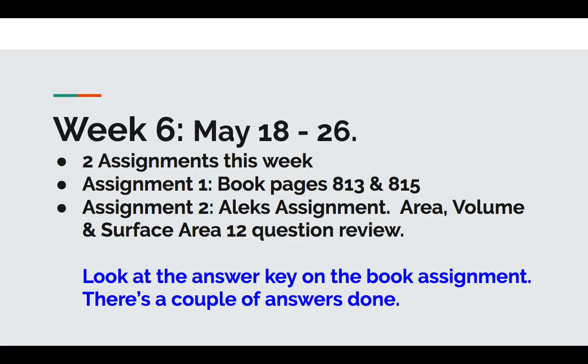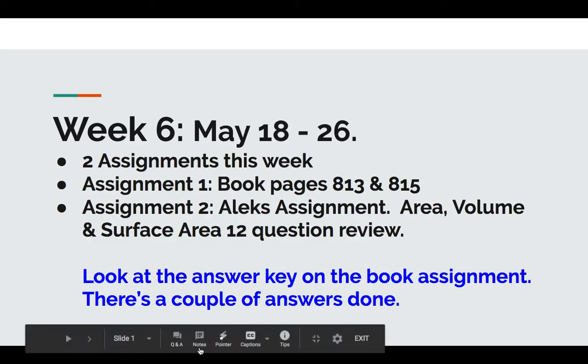Assignment number 1 is a book assignment. It's pages 813 and 815. What you'll notice is there's no 814. So pages 813 and 815, no 814. Assignment number 2 is an ALEKS assignment. It's a review assignment of area, volume, and surface area. It's a 12-question review. Little note at the bottom of your screen there.